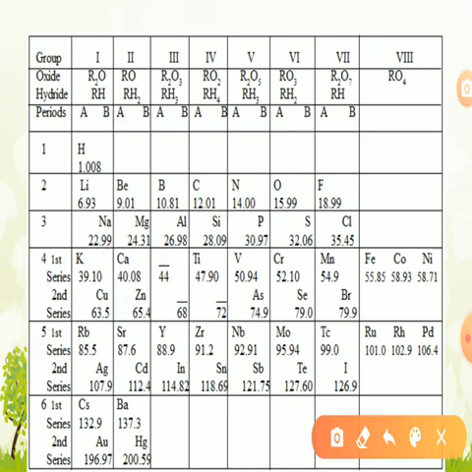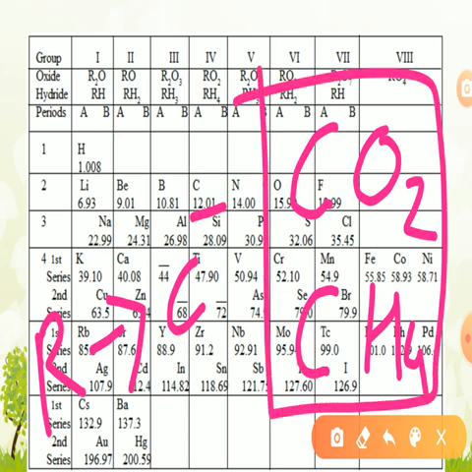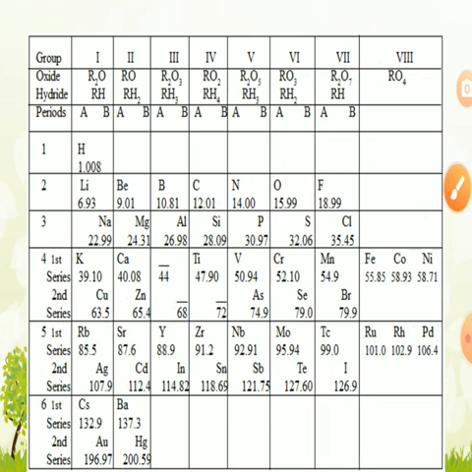So we will take one example of carbon, where R is replaced by C. For oxide, it will be CO2, that is carbon dioxide, and for hydride, it will be CH4, which is methane. So these are the formulas when you replace R with the element. Here we have taken C. You can try it out with a different element that is shown.